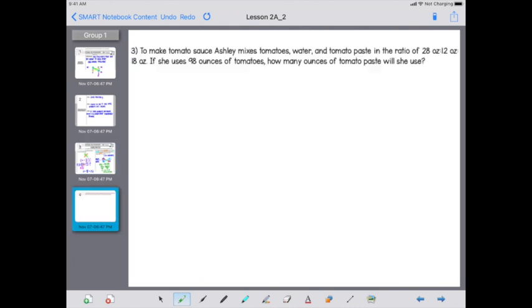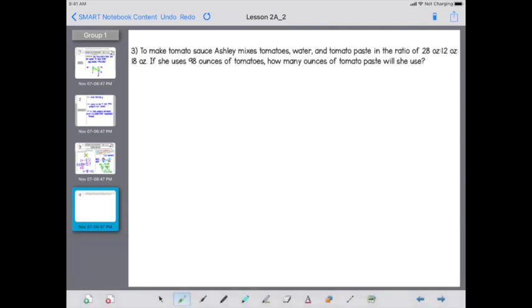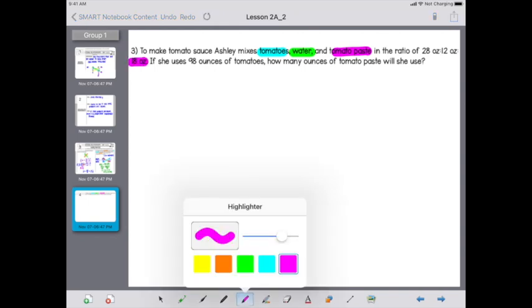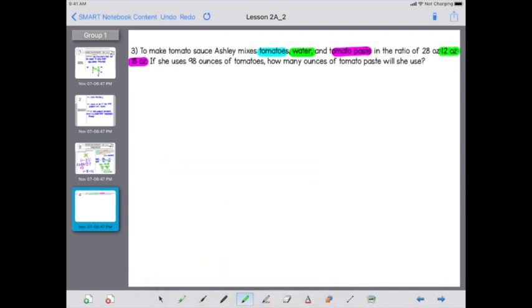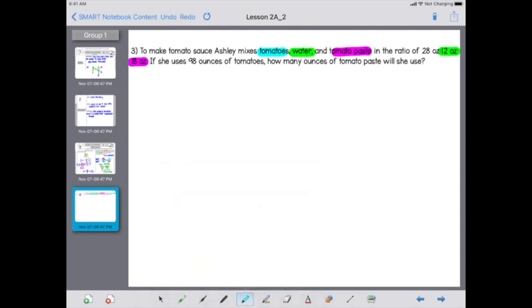All right, so for number 3. Try this one on your own, pause the video, and then we're going to come back and check it. All right, so in order to make tomato sauce, Ashley mixes tomatoes, water, and tomato paste. The ratio is 28 ounces, 12 ounces, and 18 ounces. So that means, respectively, 28 ounces tomatoes, 12 ounces water, and 18 ounces of tomato paste.